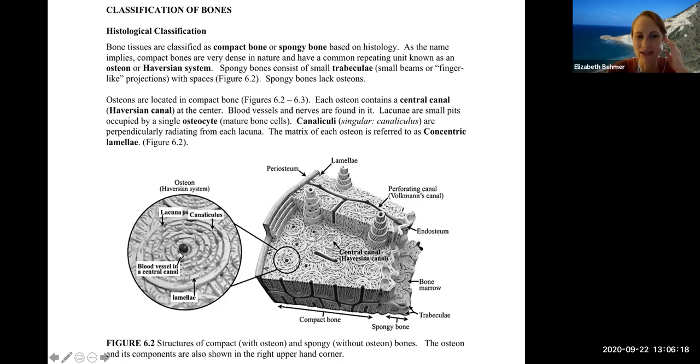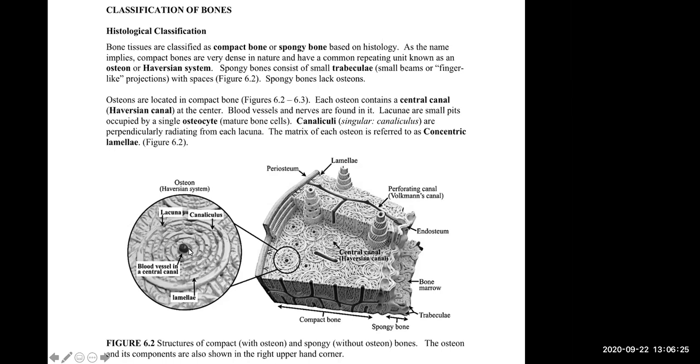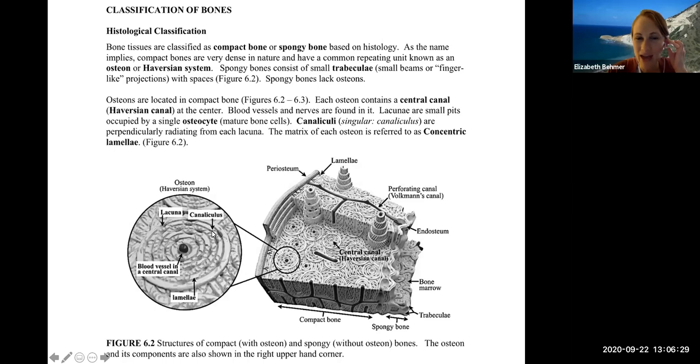Yeah, so here is the central canal, and then the osteocytes will be within the lacuna, which are the spaces. It's kind of hard to see here, but you'll see little canaliculi, which look like little spider legs coming off of the lacuna and osteocyte. A canaliculus, they are radiating from each lacuna, and they interconnect the osteocytes, or the lacuna, together so that the osteocytes can communicate.